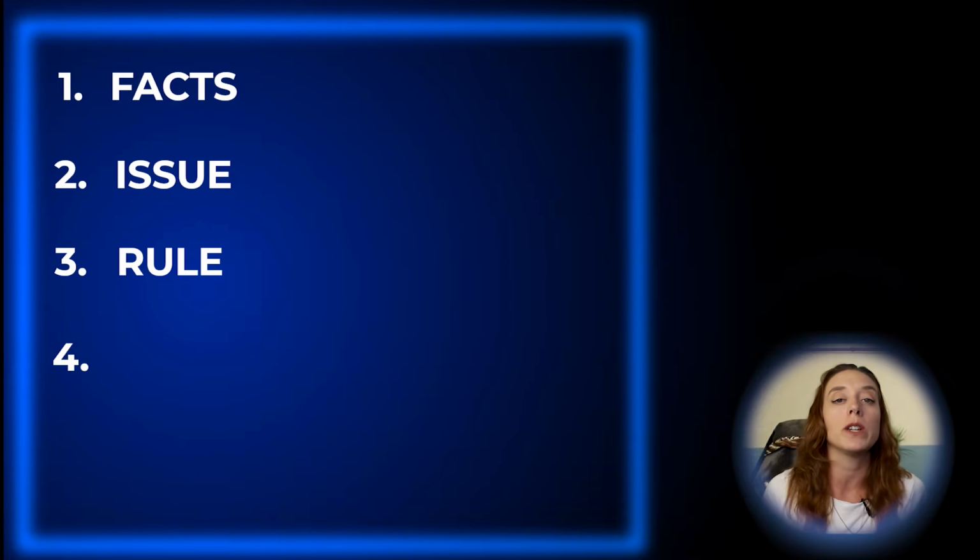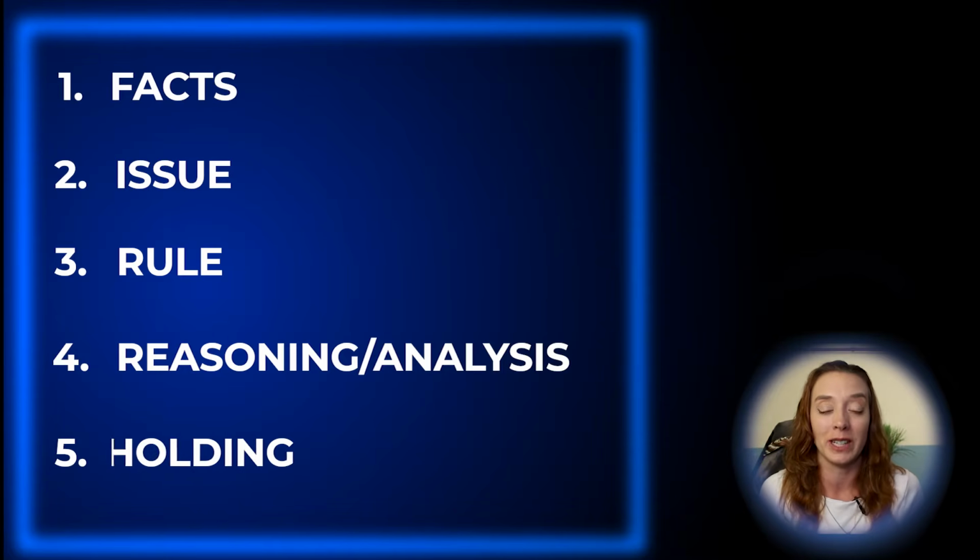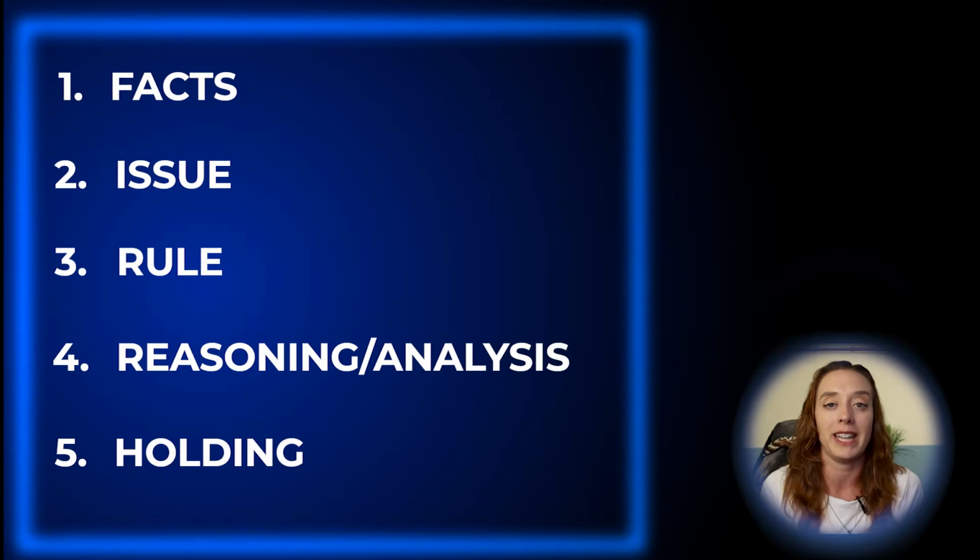The fourth thing is going to be the reasoning/analysis. So the justifications that the judge is using to come to the conclusion that the judge came to. And the fifth part is the holding, which is the conclusion, the outcome that the judge ultimately came to in the case. So now let's go through the steps of actually creating a case brief so you can see me do it in real time.